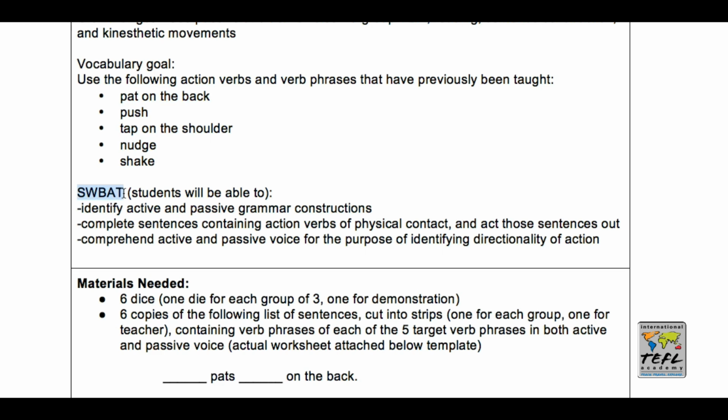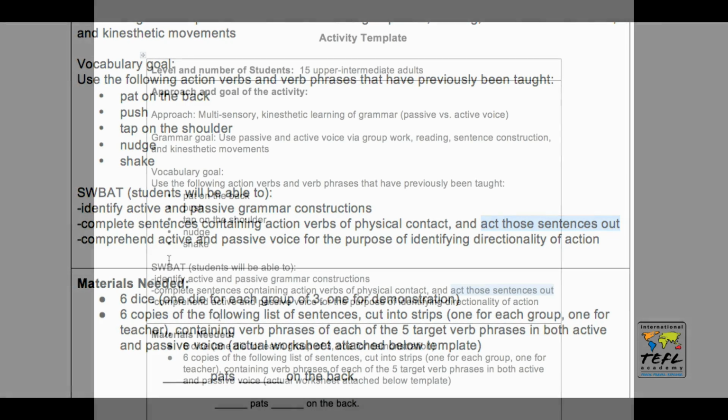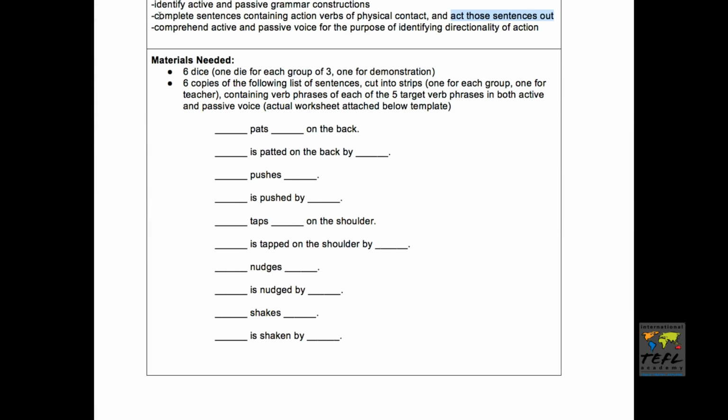And so we have this sort of SWBAT. The students will be able to identify active and passive grammar construction. They're going to complete sentences containing action verbs, and more importantly for the kinesthetic, they're going to act those sentences out. The next box is called materials needed.